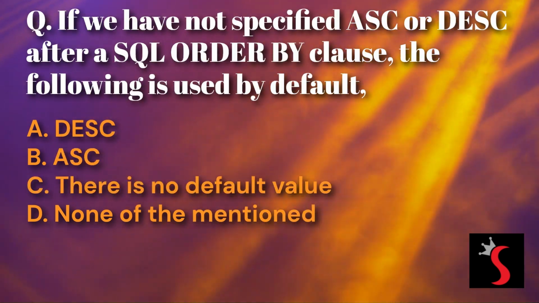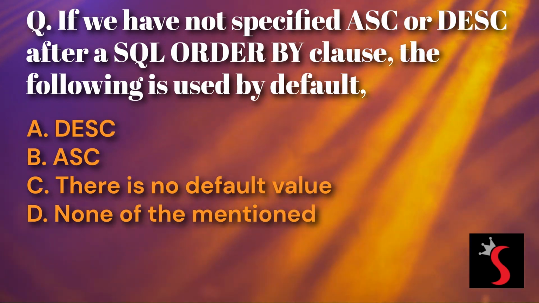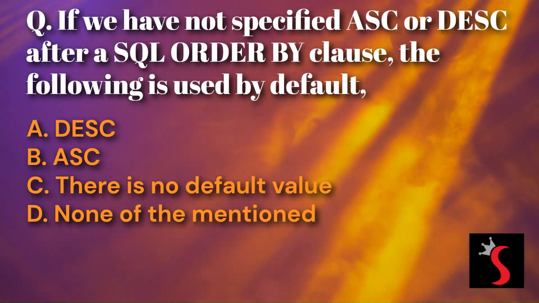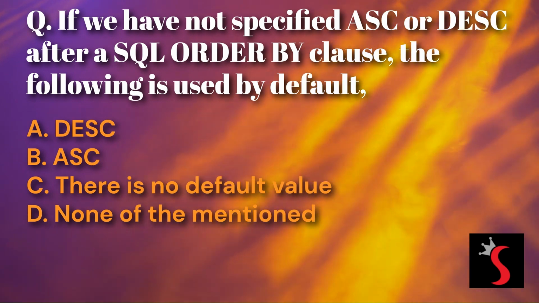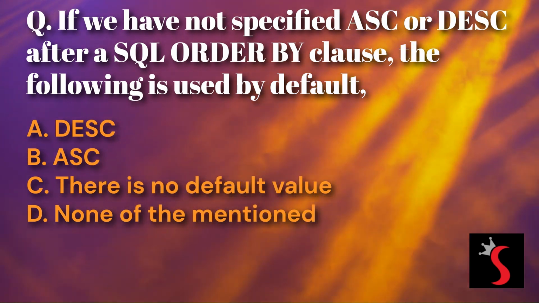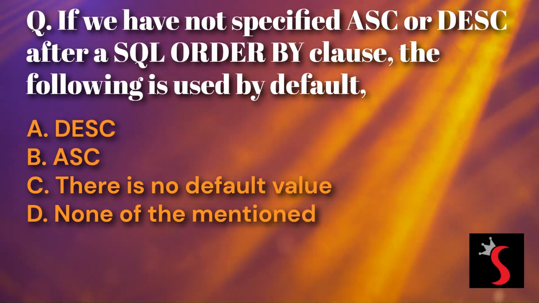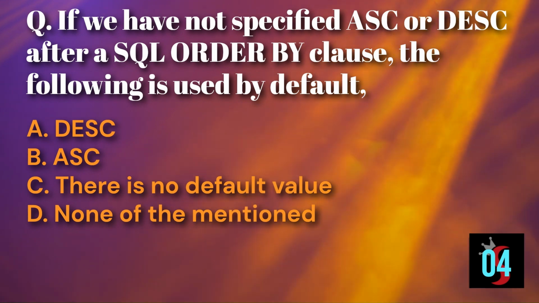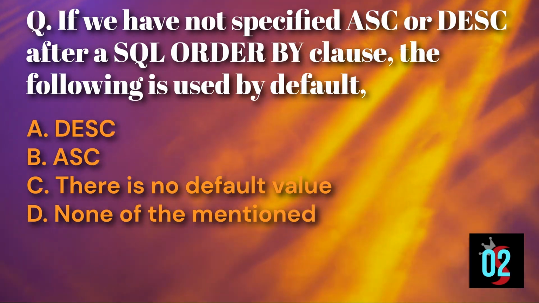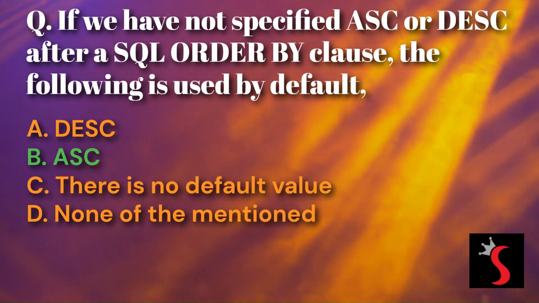If we have not specified ASC or DESC after a SQL order by clause, the following is used by default. A. DESC. B. ASC. C. There is no default value. D. None of the mentioned. And correct answer is option B.